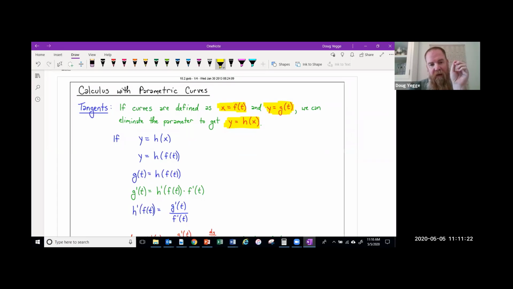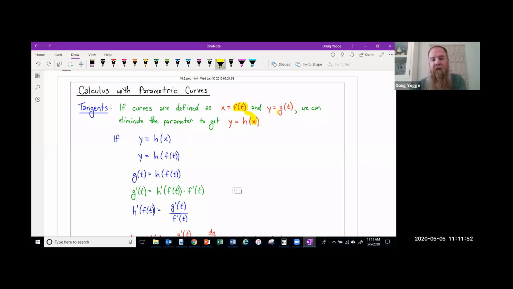If I want to say y is equal to h of x, keep in mind that x is equal to f of t. So we could just replace x with f of t, which is why we get h of f of t. But then we recognize that y is g of t, which means we could replace y with g of t, which is why we now get g of t equals h of f of t.